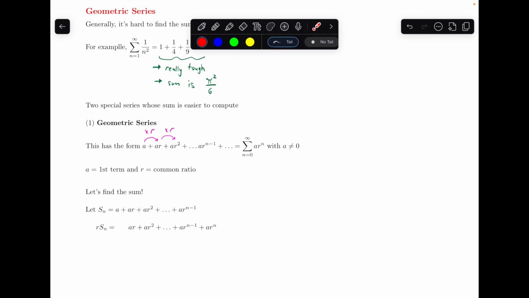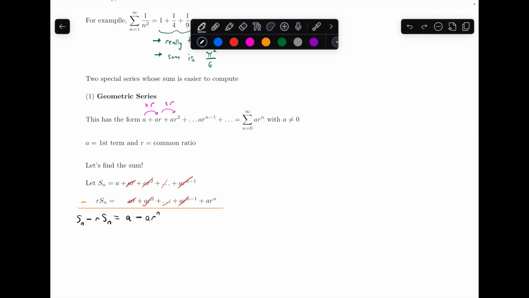Now to exploit the fact that I have a bunch of these terms being the same in both of these equations, I'm going to subtract the two equations. When I do that, on the left, I get S sub n minus r times S sub n. On the right, the ar's cancel, the ar squareds cancel. In fact, everything in the middle cancels up until these two. The only thing that doesn't is I have an a up top, and then minus this ar to the n from the bottom. So I can factor out S sub n on the left times 1 minus r, and factor out an a on the right times 1 minus r to the n.